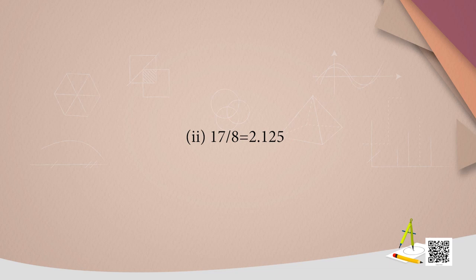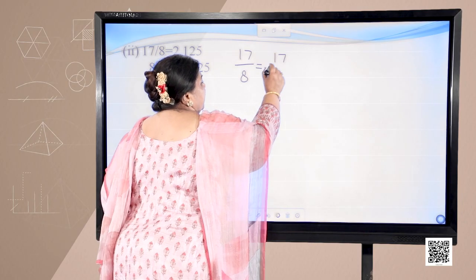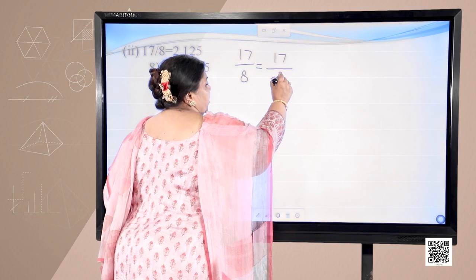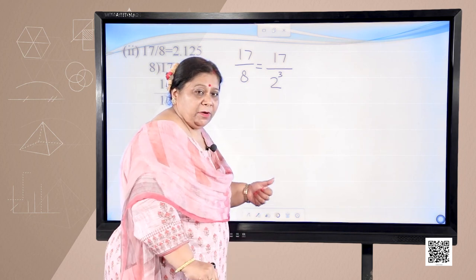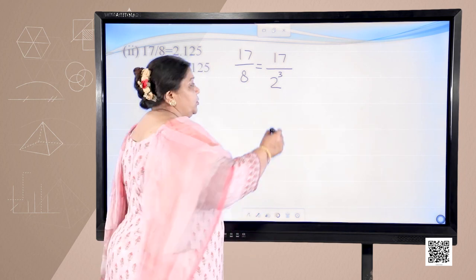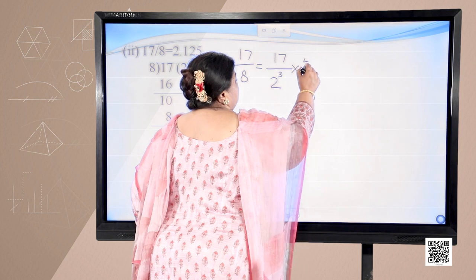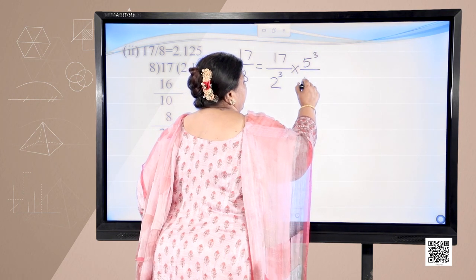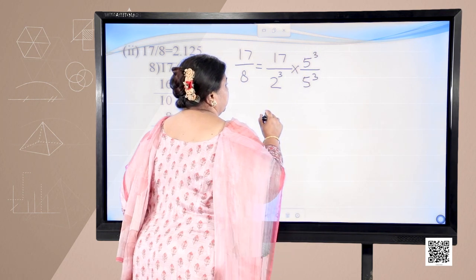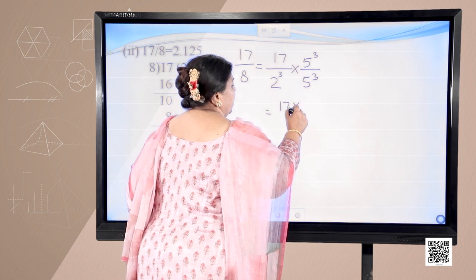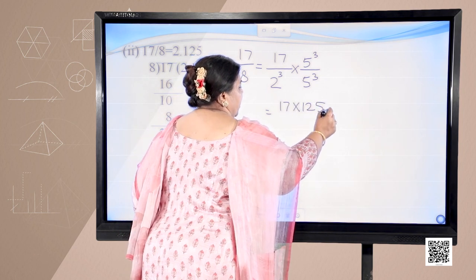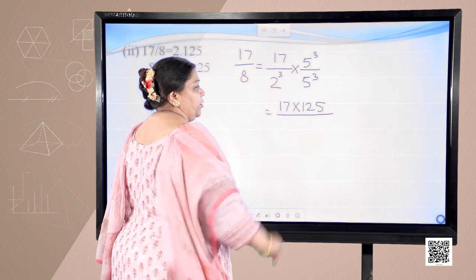We have 17 upon 8. Now, what are the factors of the denominator 8? Obviously, 2 to the power 3. We have to convert the denominator as powers of 10. So, we multiply and divide by 5 to the power 3. What do we get? It is 17 into 125. 5 into 5 into 5 is 125.